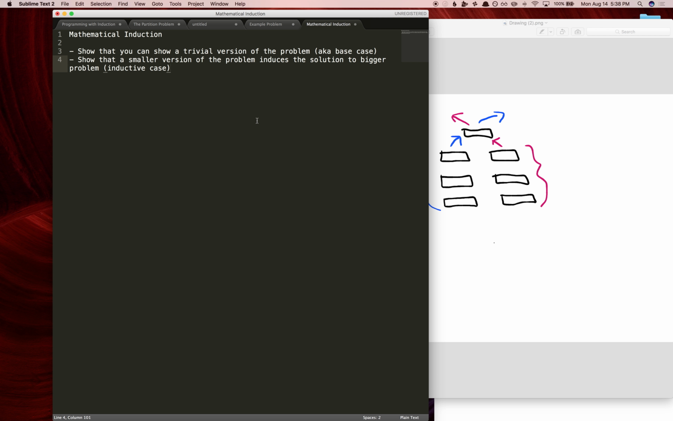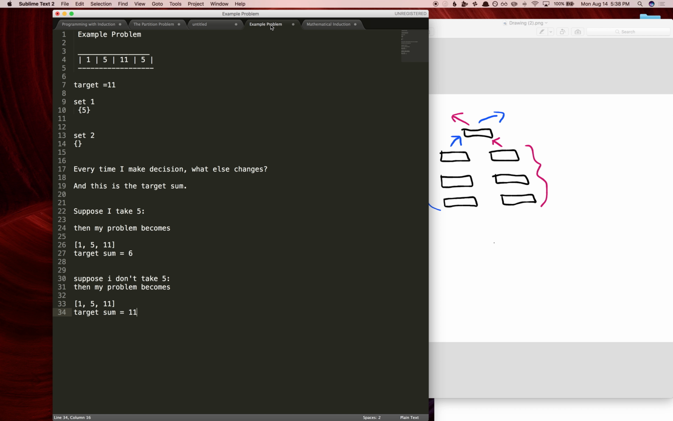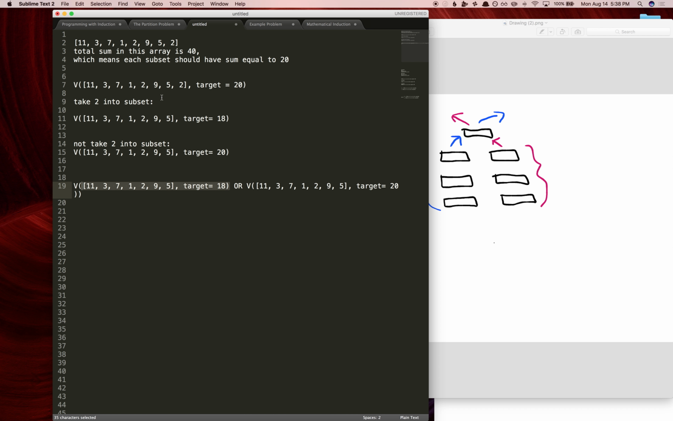If we look at our problem again, as you can see, we actually have two variables. We have to keep track of the array, what's remaining in the array, and we also have to keep track of the target value. So base cases can be a little tricky in examples like that.